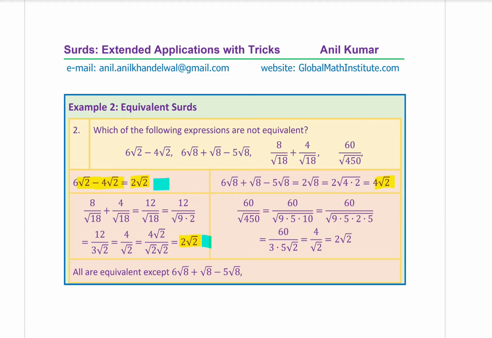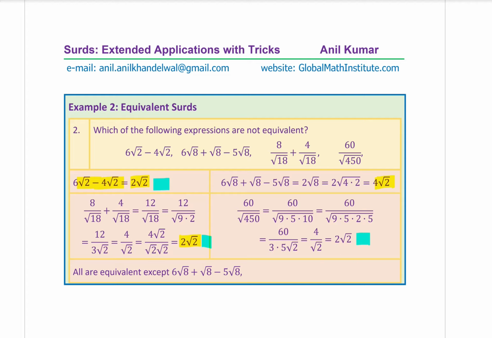The last one here is 60 over square root 450. 450, you can split it into 9 times 5 times 10, for example. Now, 10 could be written as 2 times 5. That helps us to figure out how we really simplify this square root. So we can write this as 60 over 3 times 5. 3 is square root of 9, 5 times 5 is 25, square root is 5, square root 2. So we again get 4 over square root 2, which can be written as 2 square root 2.